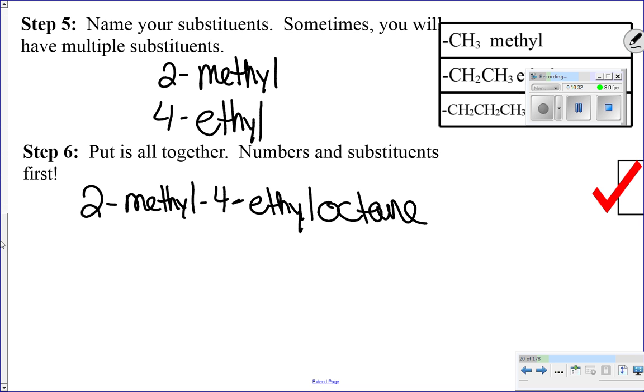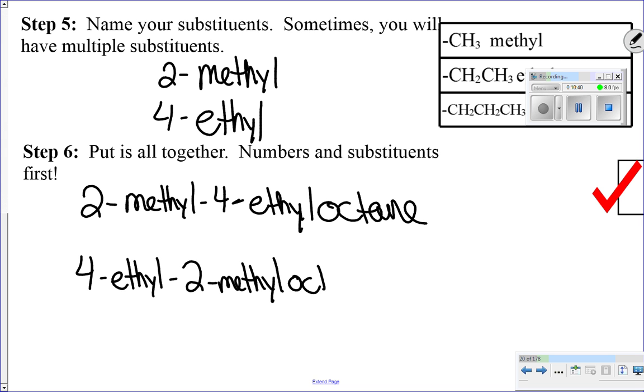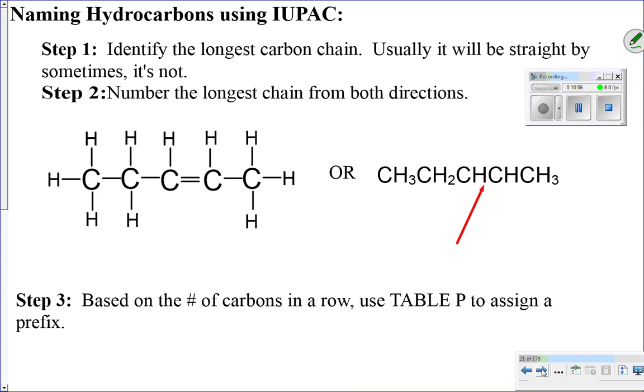For our purposes, I would accept either this or this. It's okay if you reverse the order, but it is important to keep in mind the 4 has to be with ethyl, the 2 has to be with methyl. What if we have a double or triple bond?